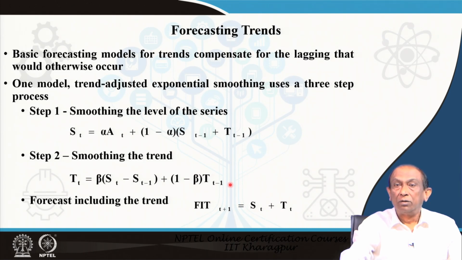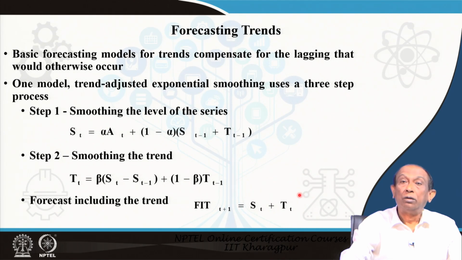So, once we compute the smoothed value of the level and the trend at the period t, then the forecast value including the trend for the period t plus 1, that is 1 period ahead, standing at the end of period t, is given by F_{t,t+1}, which is nothing but the sum of S_t plus the smoothed value of the trend T_t computed at the end of period t. This is the third step.